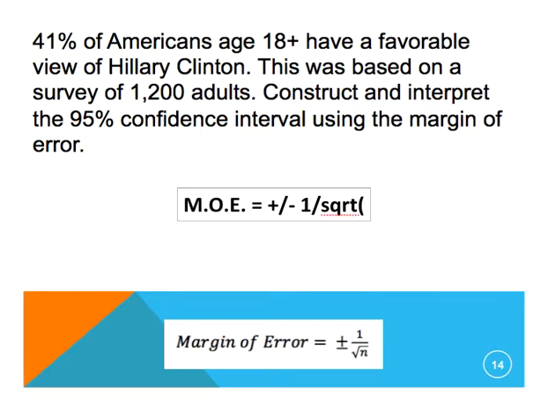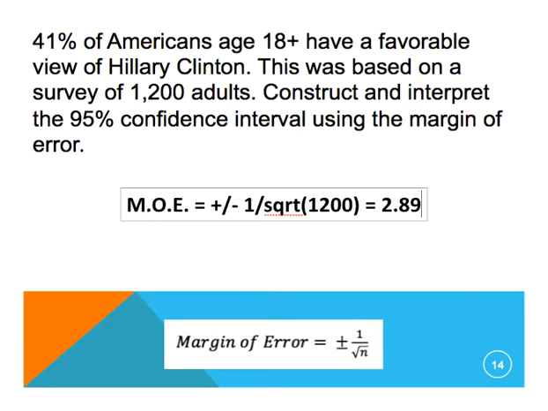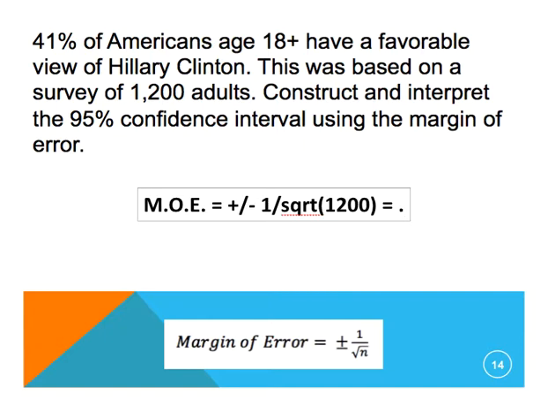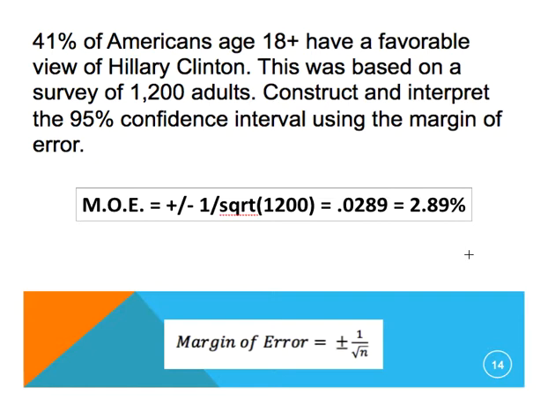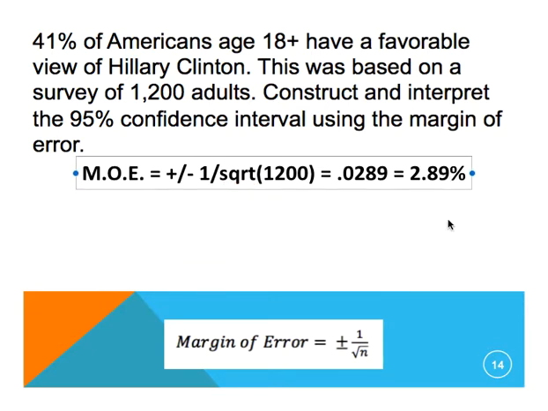And if you guys remember, n is actually the sample size. So in this case, it's going to be 1,200. So all you're going to do in your calculator is take 1 divided by the square root of 1,200, and you should get a value like 0.0289, which we would then change to a percent of 2.89%. So you want to keep in mind that with margin of error, in order to use it to actually interpret, we go ahead and change it to a percentage.